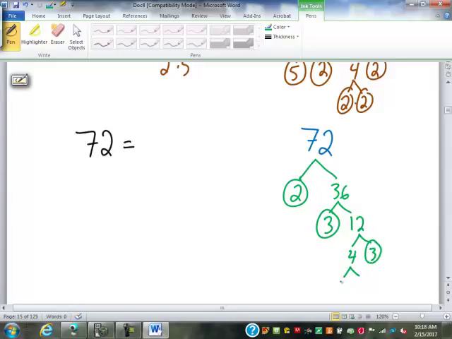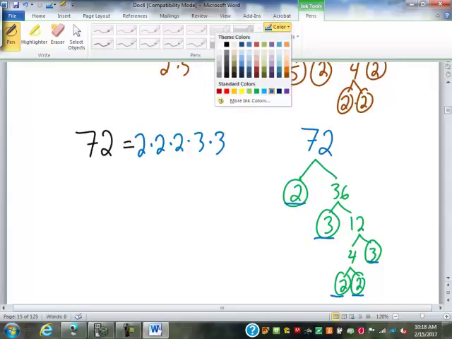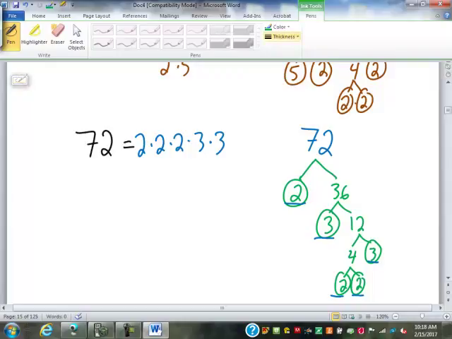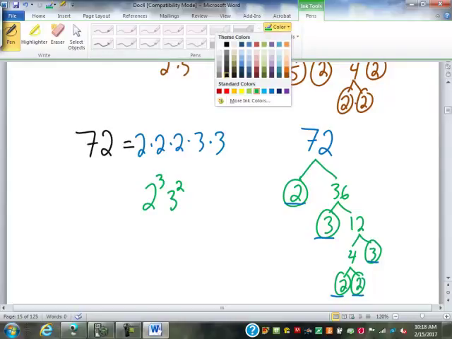And 4 is 2 times 2. So we list this out. We have how many 2s? 3 of them. And then we have 2 of the 3s. So if you left it 2 times 2 times 2 times 3 times 3, that is fine. Or you could list it as 2 to the 3rd times 3 to the 2nd. Any questions?